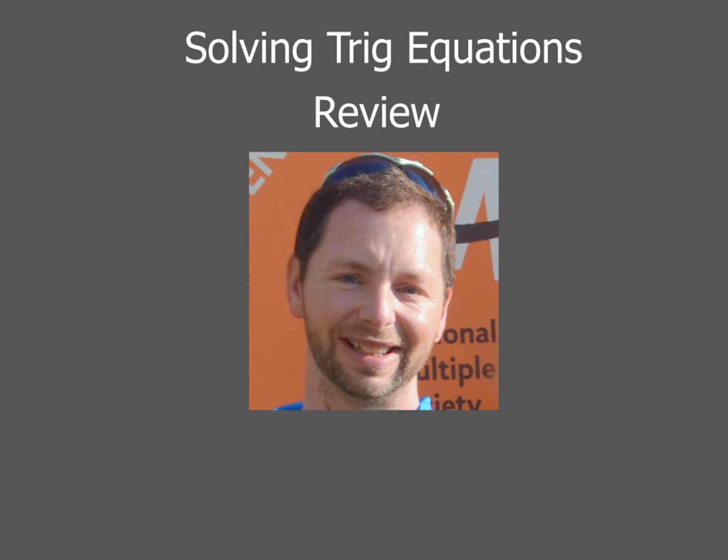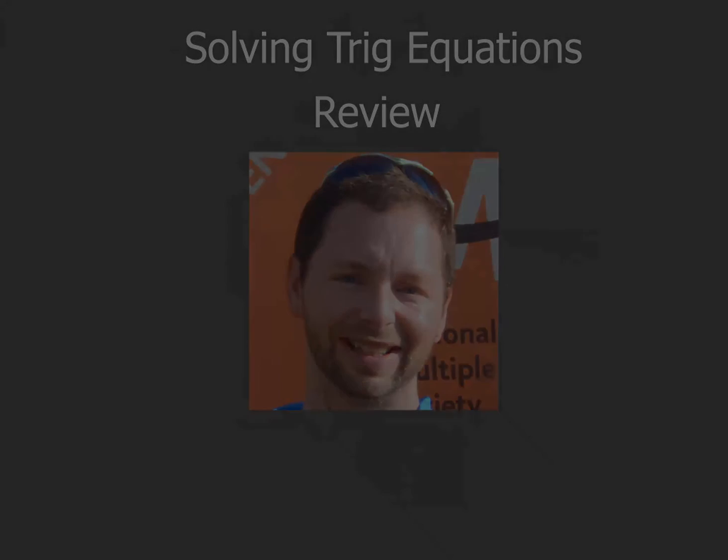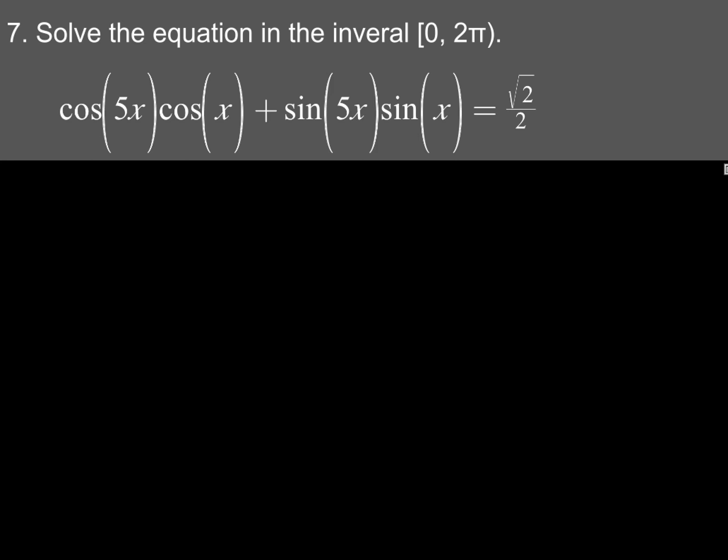Welcome to the last example for solving trig equations review. Here we are with problem number 7, so let's go ahead and finish this one up. Now here in problem 7, it says solve the equation in the interval 0 to 2 pi, and we're presented with cosine of 5x cosine x plus sine of 5x sine of x equals square root of 2 over 2.